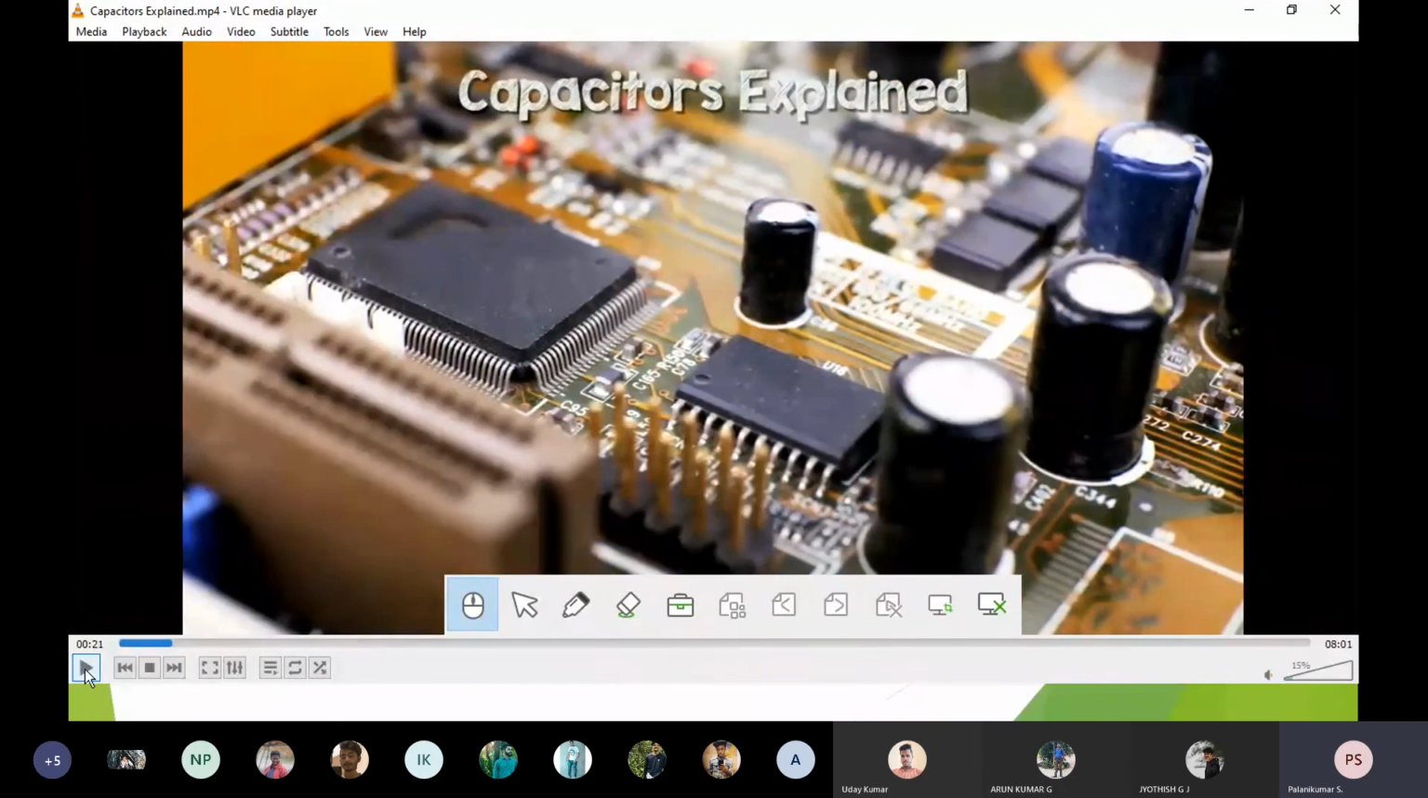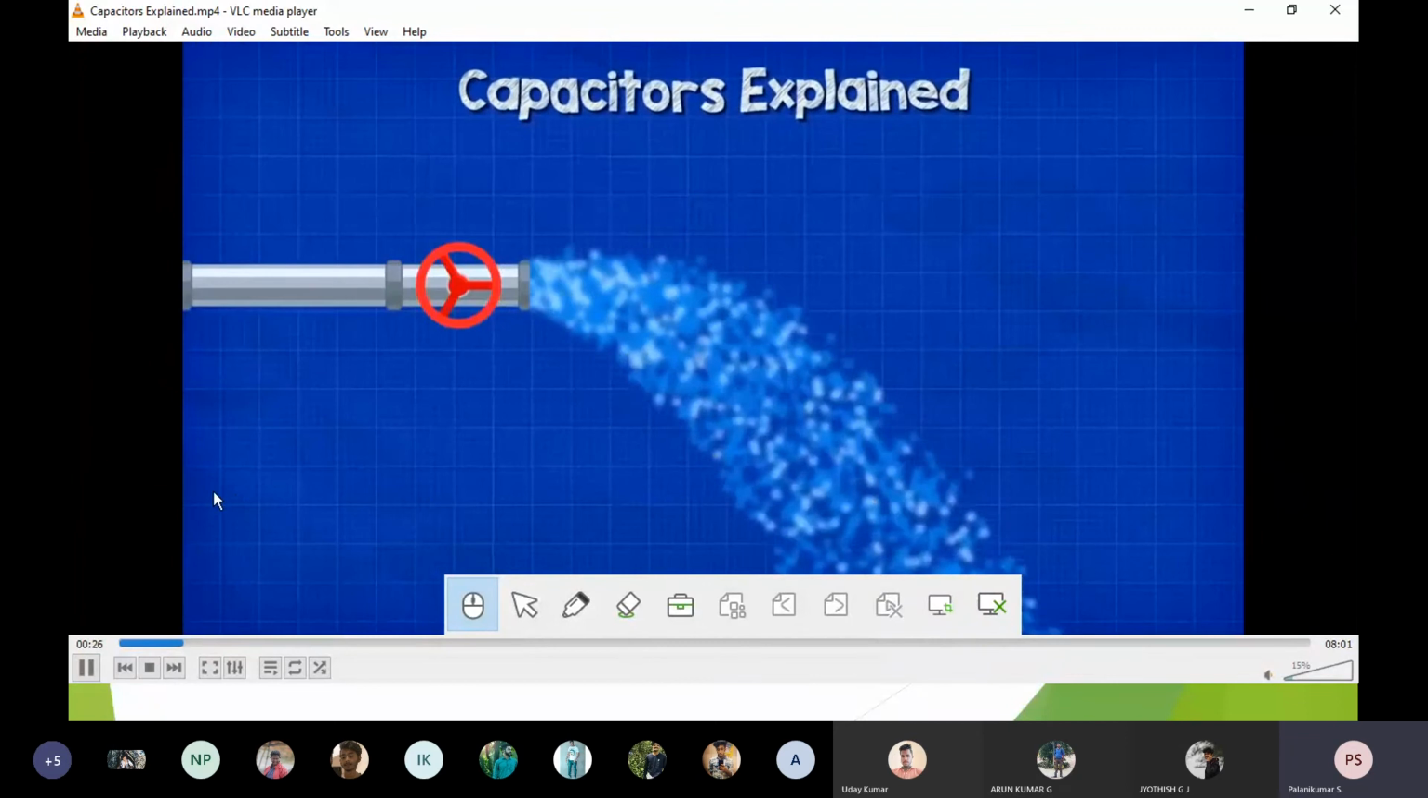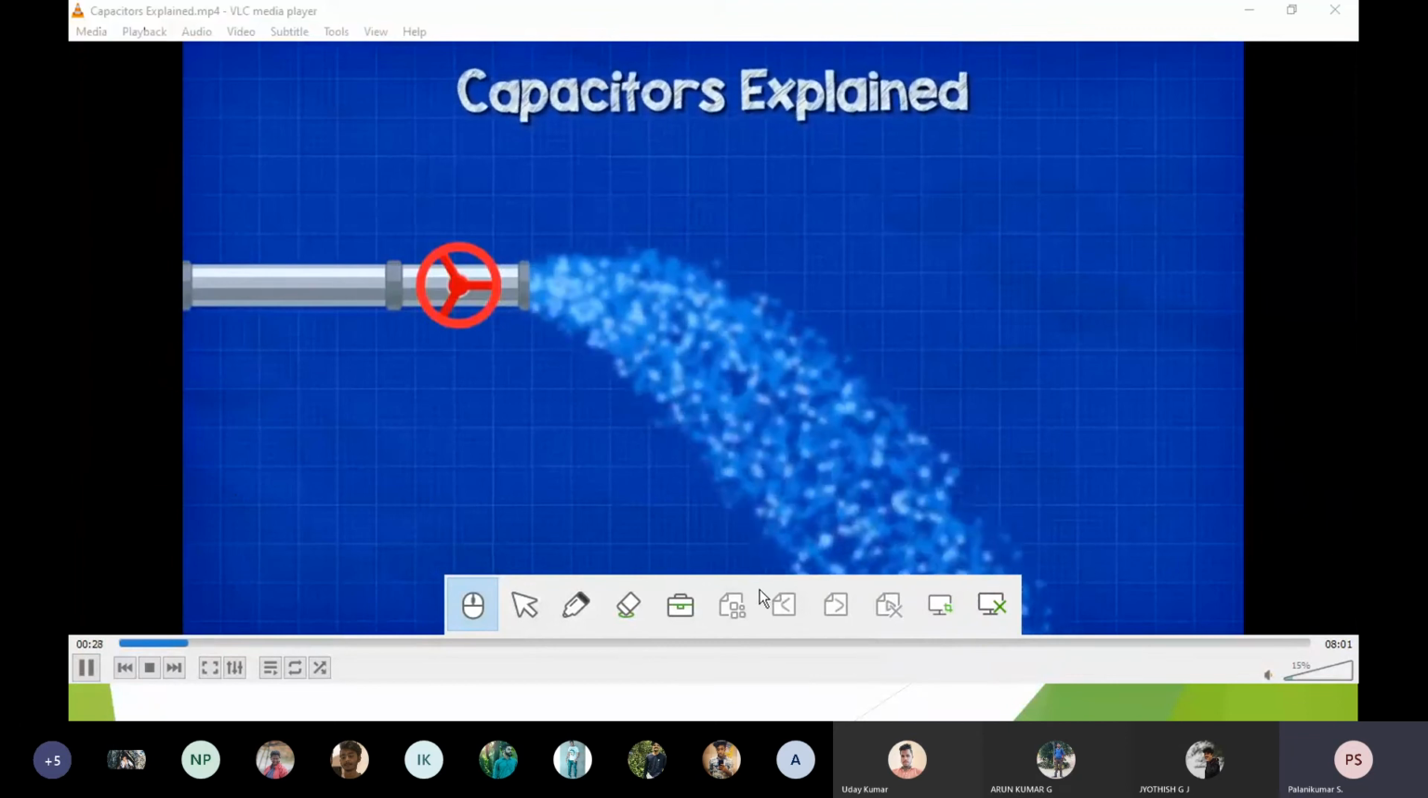In many circuits you can see capacitors like this. This is what capacitors look like. How does a capacitor work? That is what I am going to explain here.